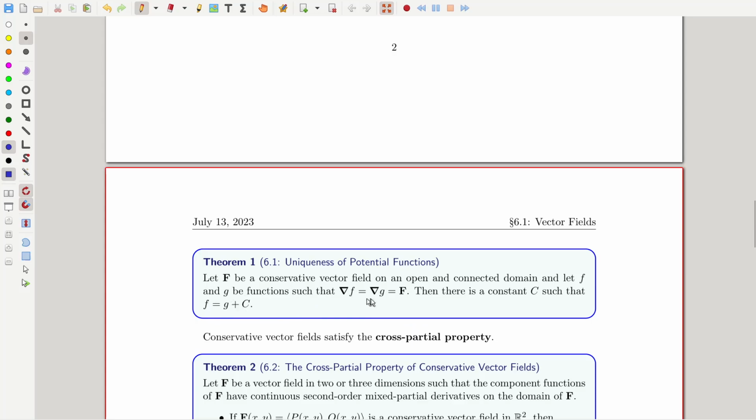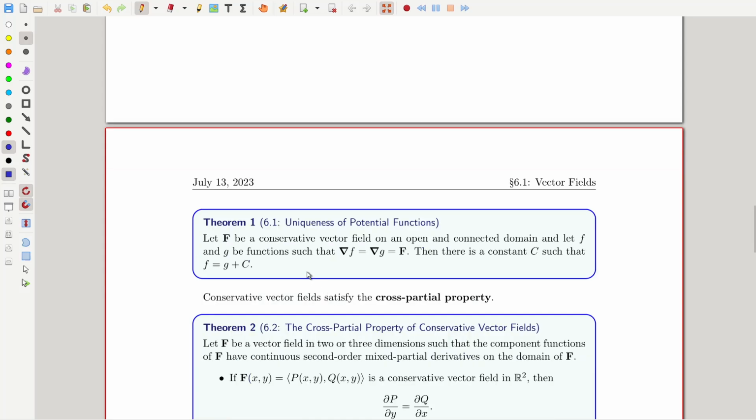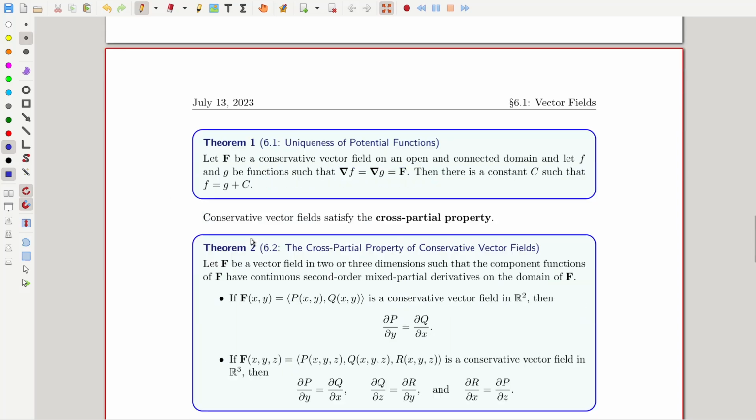So if you have f and g be two functions whose gradients give rise to the same vector field F here, then f and g must differ by just a constant. Okay. So unique up to a constant, which is the same thing as integrals, right? So the antiderivative is defined up to a constant. Okay.